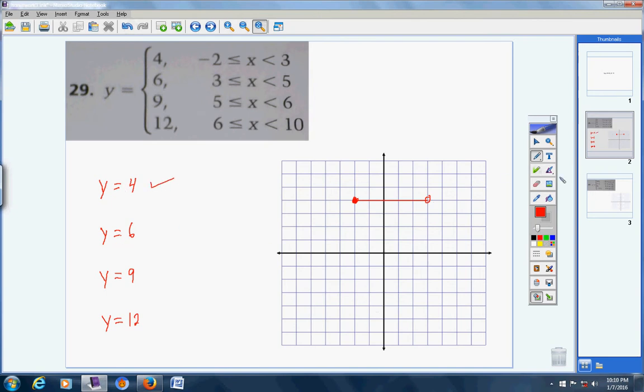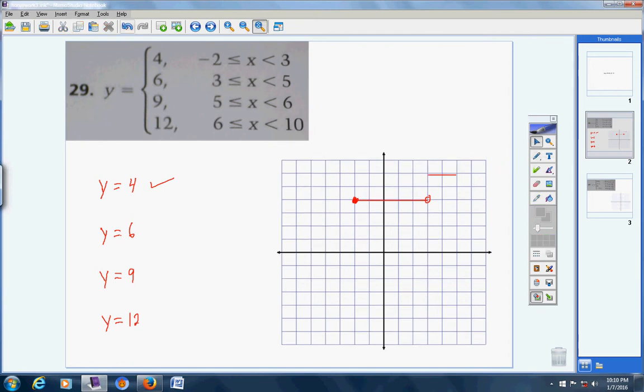Okay, let's try the next line. Y equals 6, so we'll draw a horizontal line through y equals 6. And then we're going to shrink it down to fit the constraints. And the constraints are between 3 and 5. So here we go. That's 3 right there, and that's 5 right there. Alright, so there we go.